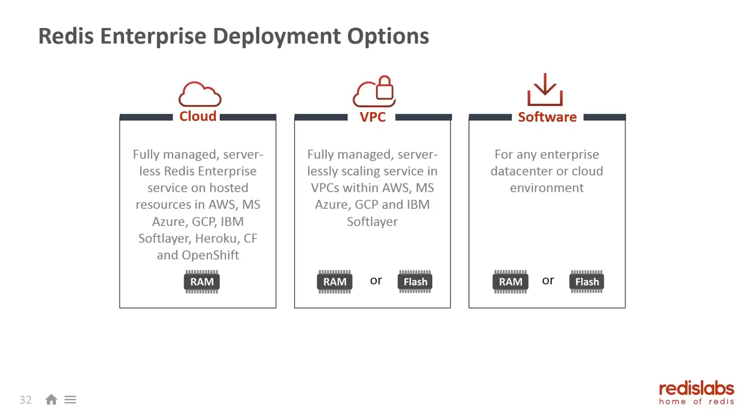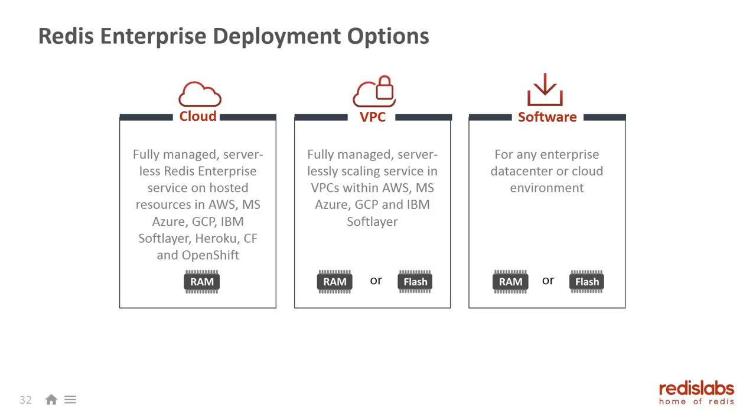And also we have Redis Enterprise on VPC. If you have a virtual private cloud in Amazon, or VNet on Azure, or a virtual environment in Google Cloud Platform or IBM software, we can deploy Redis Enterprise inside your virtual private cloud. And in this case, the cool thing is you are in charge of the data. The data resides in your virtual environment, and we can manage the services. We manage the Redis services, and we won't have access to the data. You alone have access to the data.